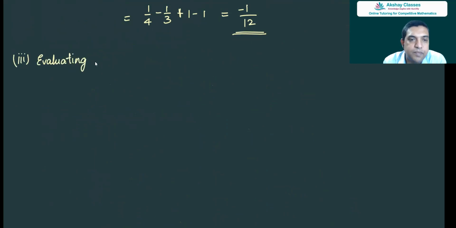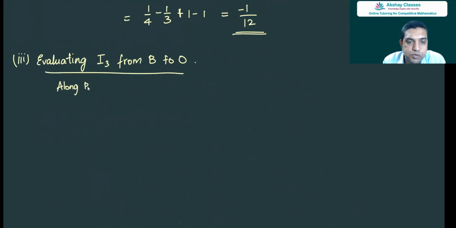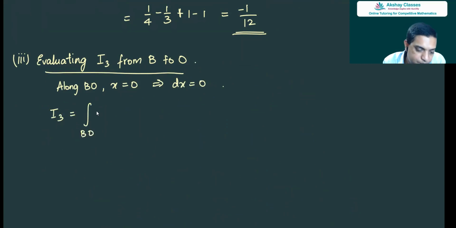Evaluating I3 from B to O. So along BO, x is equal to 0, which implies dx is also equal to 0. Only y changes. So I3 will be the integral over BO of x cube dy plus y square dx.